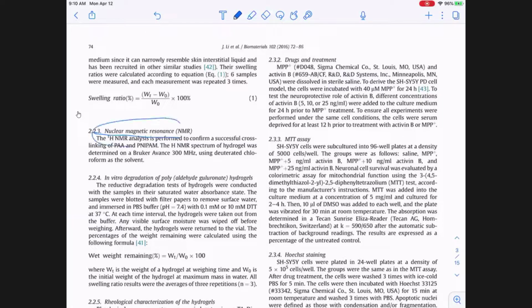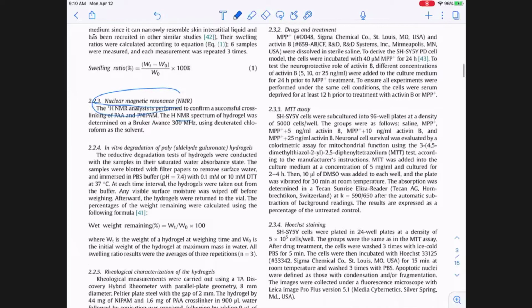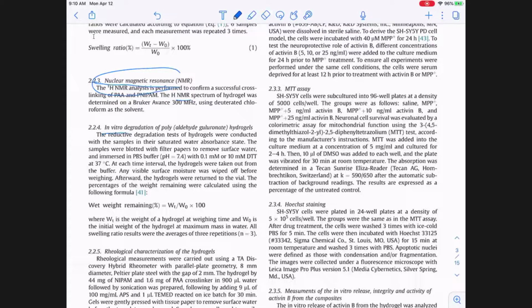NMR, that's to verify the chemical structure of your hydrogel or polymer. Then the in vitro degradation study. You need to know, in water or PBS buffer, with time, the weight change. We know, with time, for example, the degradation rate.